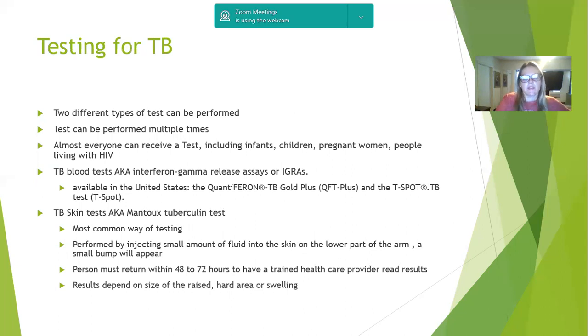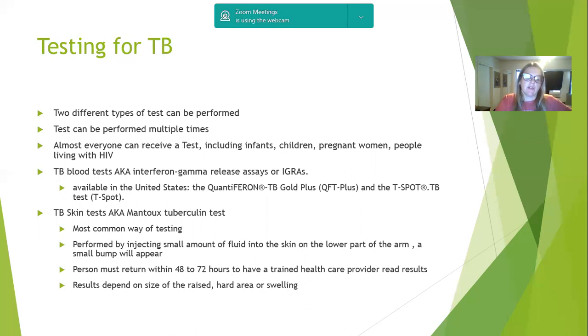All right, now we're going to talk about testing for TB. There are 2 different types of tests that can be performed. The test can be performed multiple times, and almost everyone can receive a test, including infants, children, pregnant women, people living with HIV.